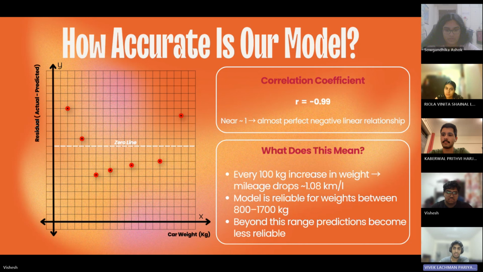For simplification, just put 100 kilos added to the car. The mileage drops by 1.08. Remember, this only works for cars from 800 to 1700 kilograms, which is in our table. You have to know the limit of your model.